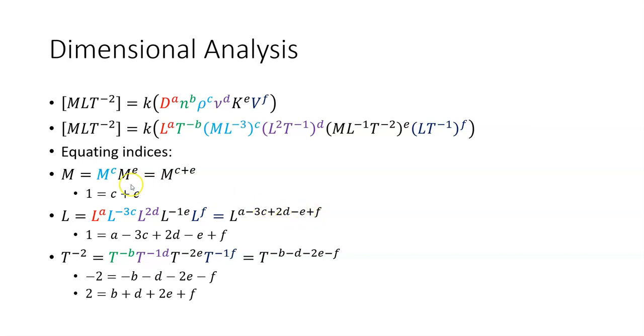And finally, we'll do it for t. Over here we have t to the minus 2, and that's equal to t to the minus b, t to the power minus d, t to the power minus 2e, and t to the power minus f. So t to the power minus 2 is the same as t to the power minus b minus d minus 2e minus f. Comparing the indices, minus 2 is equal to minus b minus d minus 2e minus f, and if I multiply by minus 1, I get 2 is equal to b plus d plus 2e plus f.